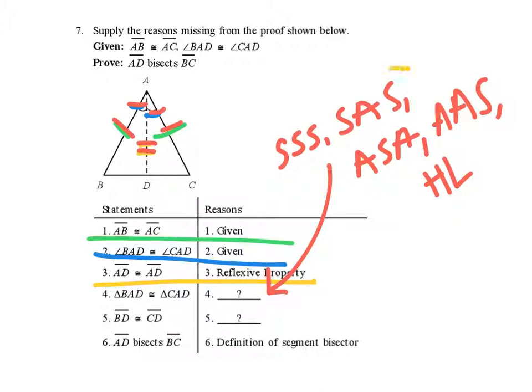So this one is going to be side, angle, side. We have two sides and the angle in between it. So number 4 is going to be side, angle, side. I'm just going to draw an arrow and write it out here.